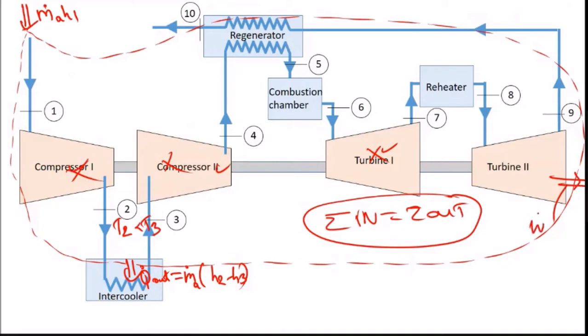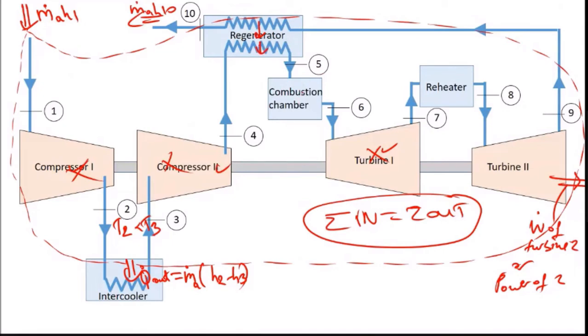This one leaves the boundary of the system. You have here work dot of turbine 2, or power 2, and here you will have m dot of air into H10. There is no out here because this one is out and this one is in. This one gains and this one leaves, therefore there is nothing here.